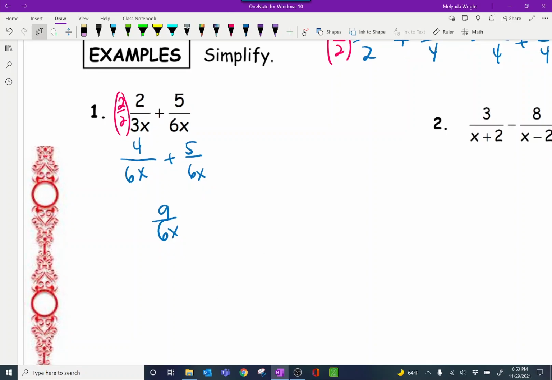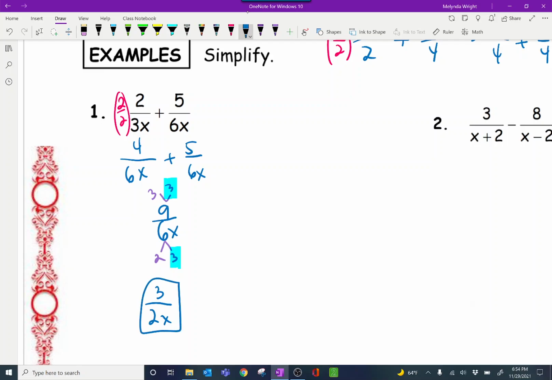In this case, 9 and 6 have a common factor. So you might want to just put it like this. 9 is 3 times 3. And 6 is 2 times 3. We see they both have a common factor of 3. We've got this and this. So I can take a factor of 3 out, because 3 over 3 is 1. Okay, so that leaves me a 3 in the numerator over a 2x in the denominator.